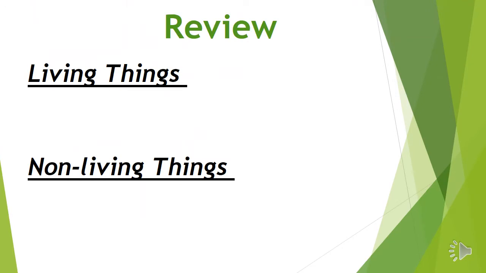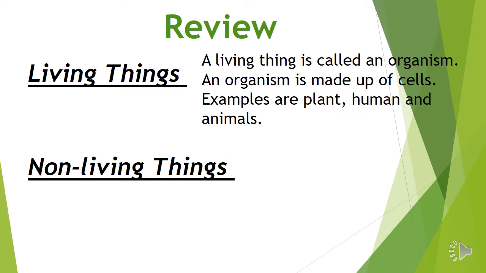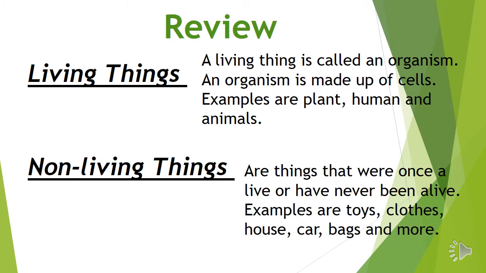Let's have a review first of what is living and non-living things. Living things are called organisms. An organism is made up of cells. Examples are plants, humans, and animals. Those are living things. Now, non-living things are the things that were once alive or have never been alive. Examples are toys, clothes, house, car, bags, and more.